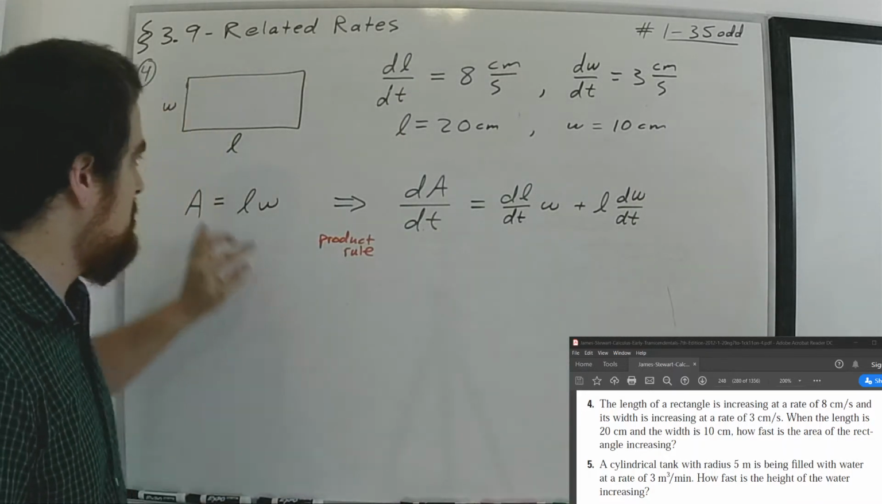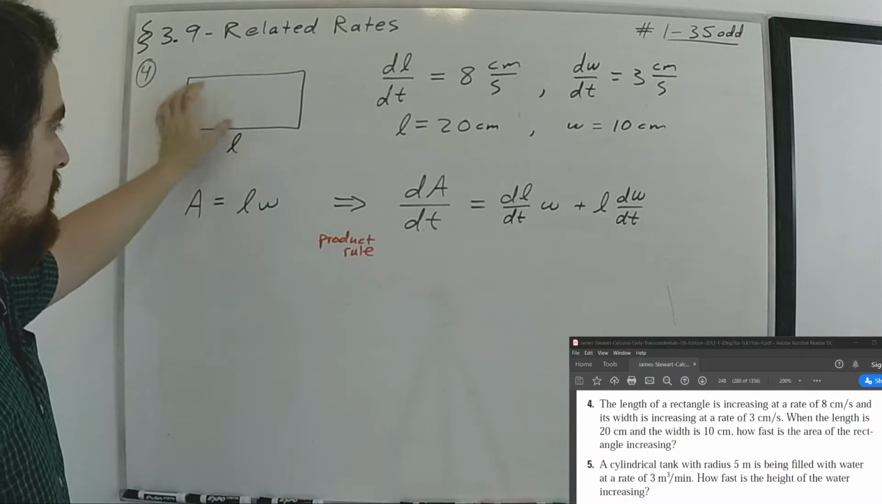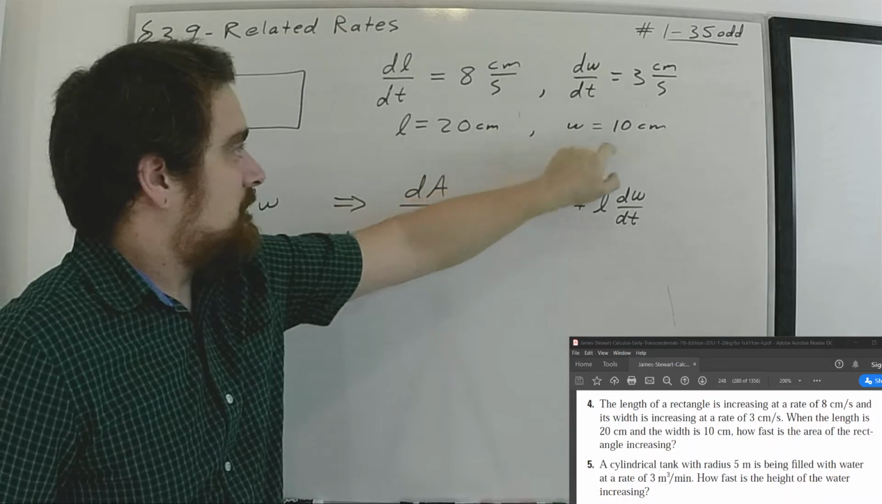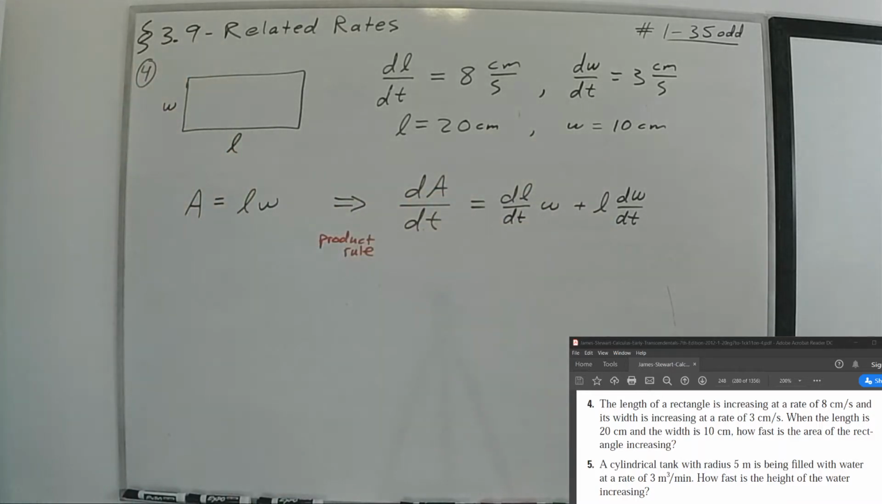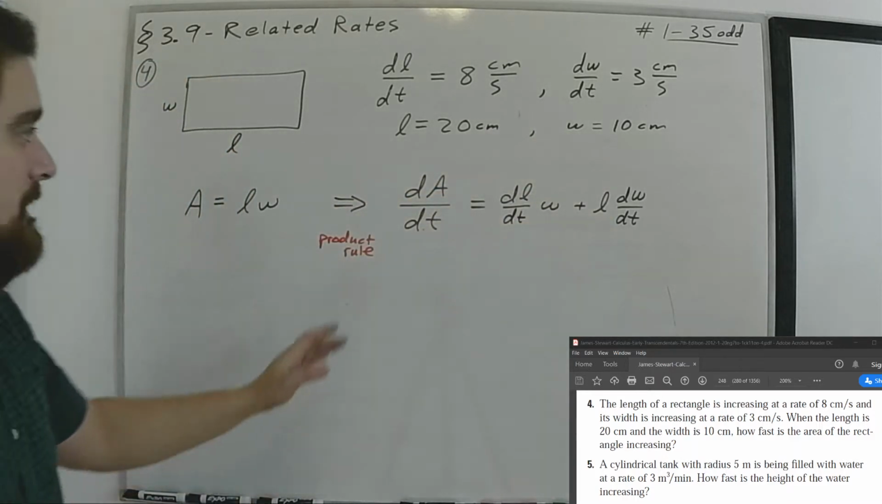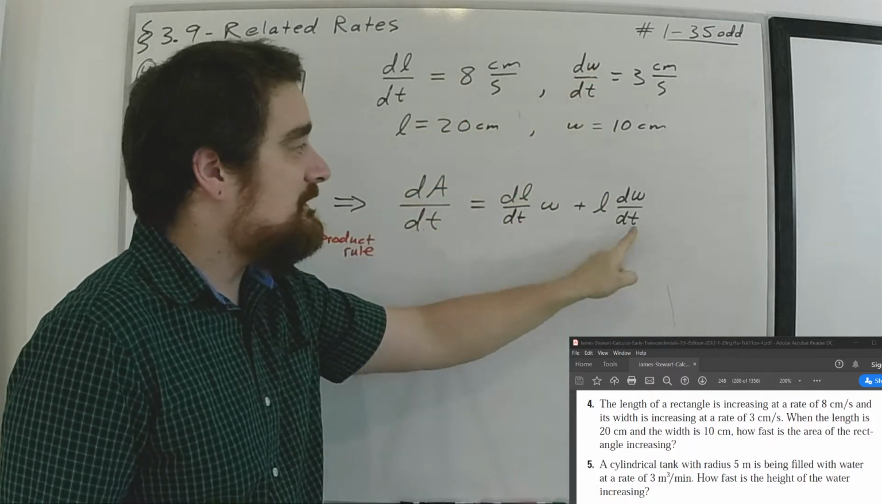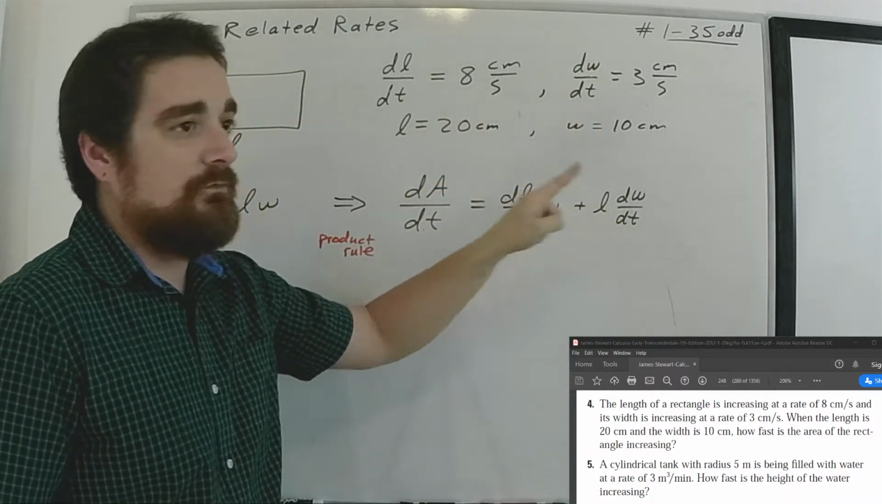Right, so they never gave me a relationship between W and L. I know it looks like here that L is twice W, but I'm going to do the entire formula written out because I need to keep track of dL/dt and dW/dt, because they're changing at different rates.